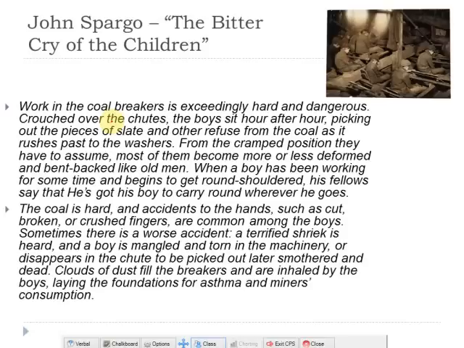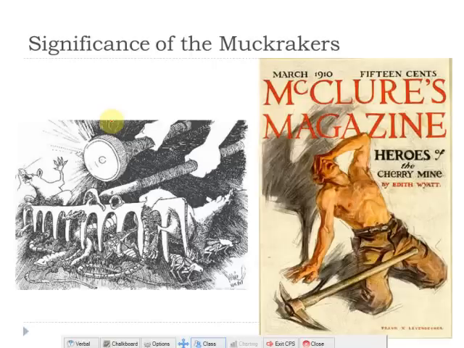So again, serious problems here? Most definitely. So, why was muckraking so significant, folks? Muckraking was significant because it exposed the social inequalities of society.